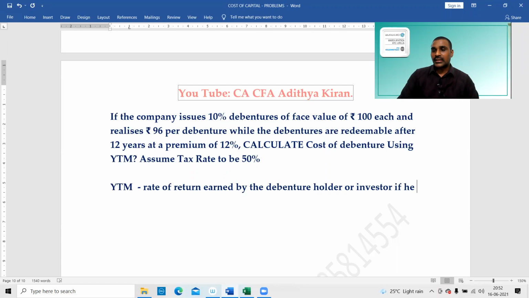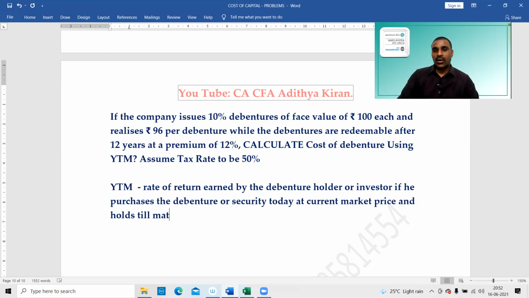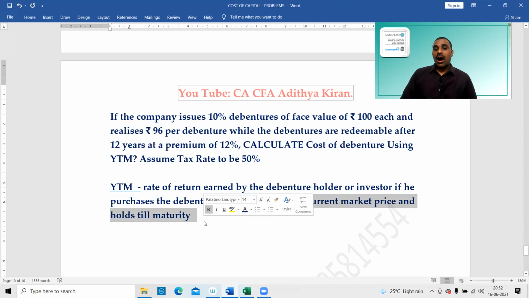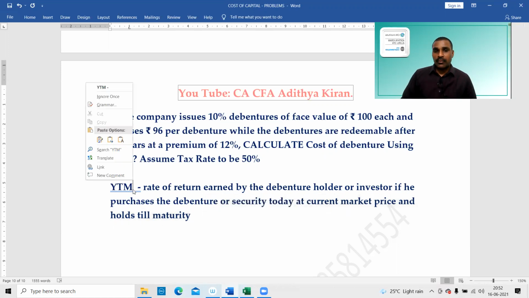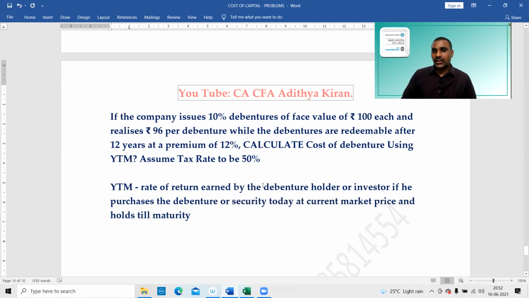If he purchases the debenture or any other security today at current market price, and holds till maturity, how much rate of return will he get as the debenture holder? We are talking about the debenture holder.